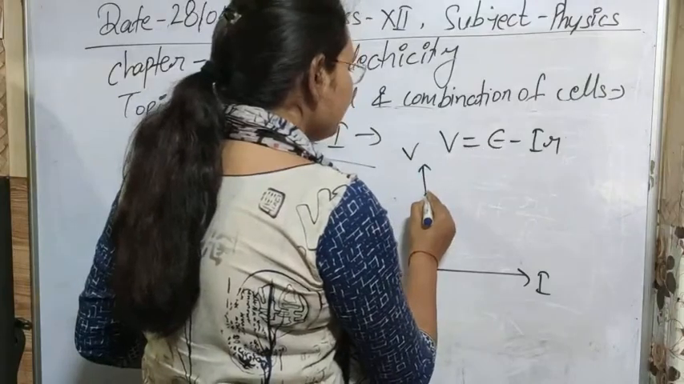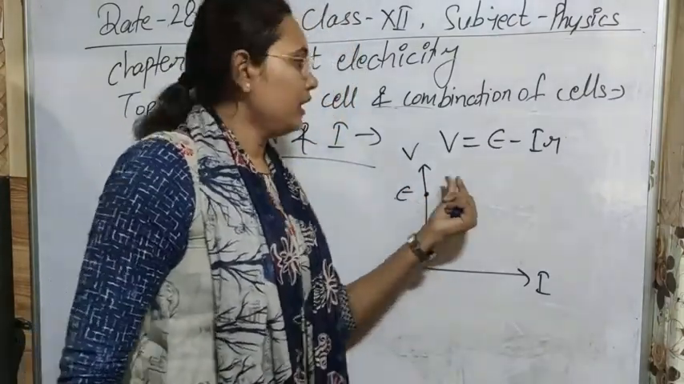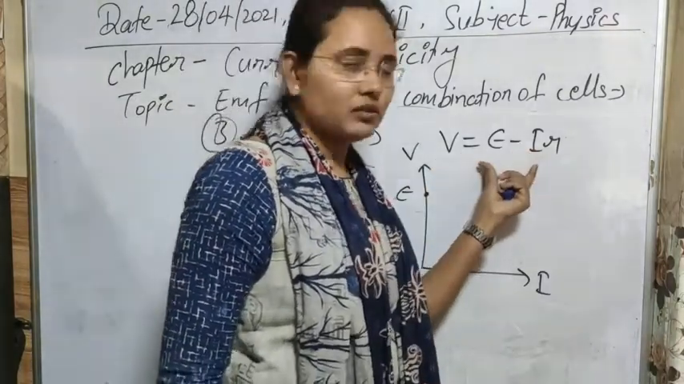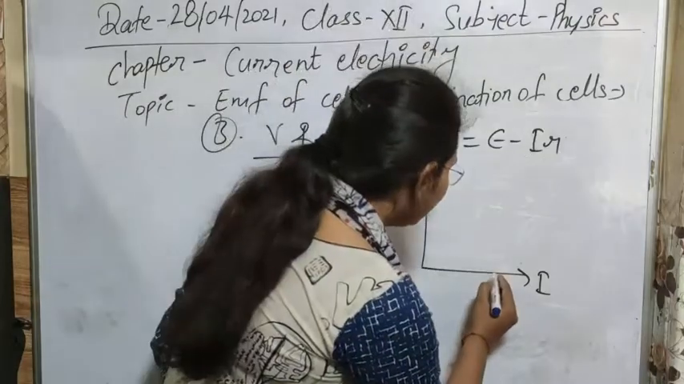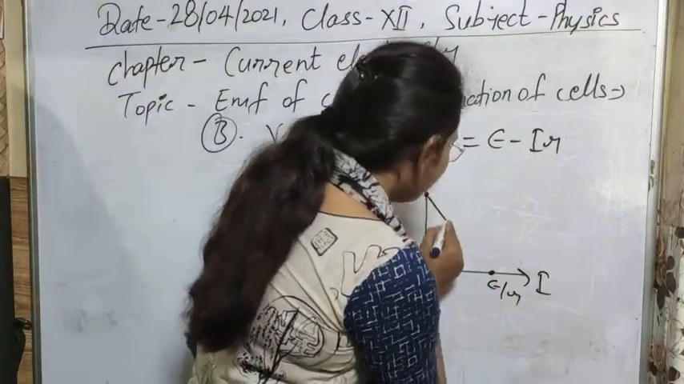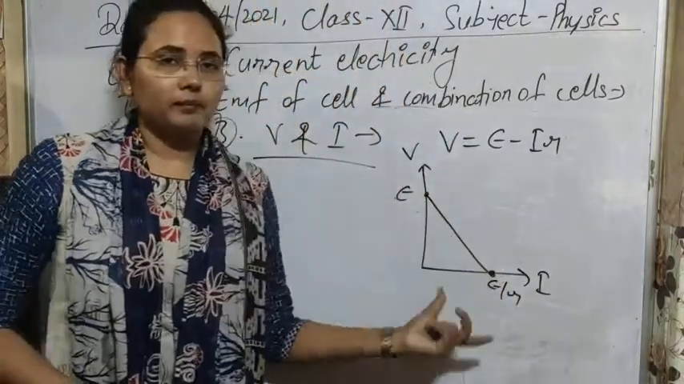So at this point we can write here, this is epsilon at I equal to 0. And suppose if V is equal to 0, then for that case I will be equal to epsilon by R. So at that time we can make it epsilon by R. So you can just make these 2 points. So this kind of graph we are getting for V and I.